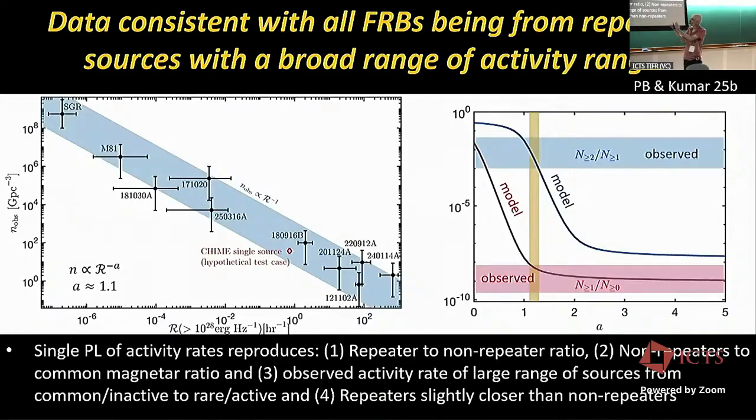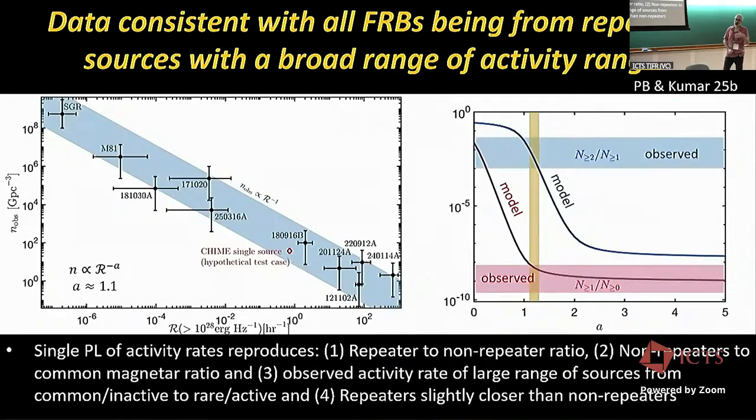And this is just coming directly from data. There's no modeling here. And so it roughly goes as one over the other. And this tells us that the more common sources are less active and vice versa. Once you account for that intrinsically, everything else comes for free. So once you account for that, you can, without free parameters, automatically reproduce the repeater to non-repeater ratio.